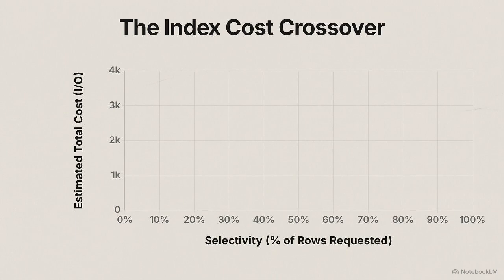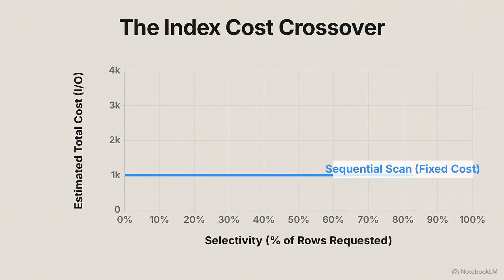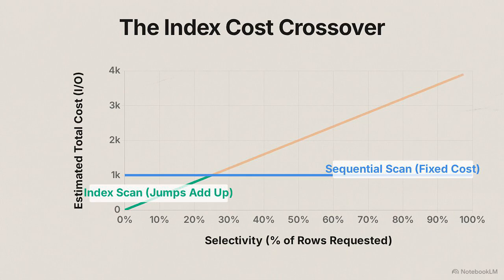If the database decides to read the entire table from top to bottom, what we call a sequential scan, the cost is pretty much fixed. You pay one flat rate to read all the data in order, whether your query needs 5% of the rows or 50%. Using an index is entirely different. An index forces the database to make a separate physical jump on the hard drive for every single matching row. If you only need a few rows, it's incredibly cheap. But as you ask for more data, those individual jumps add up quickly, and the cost rockets upward.